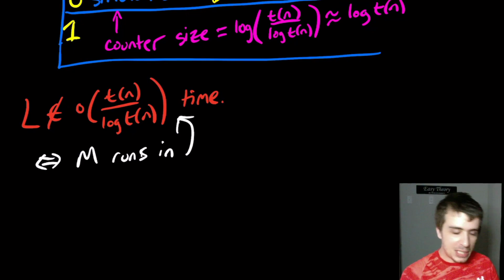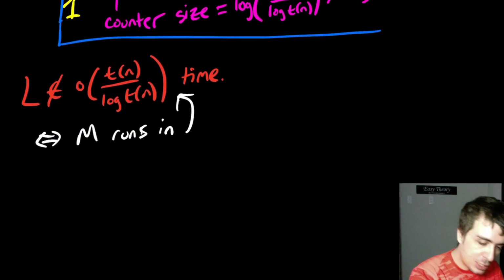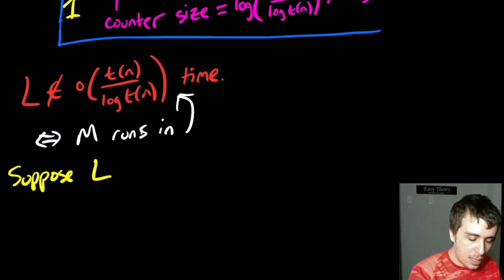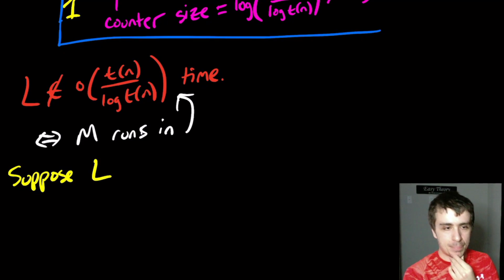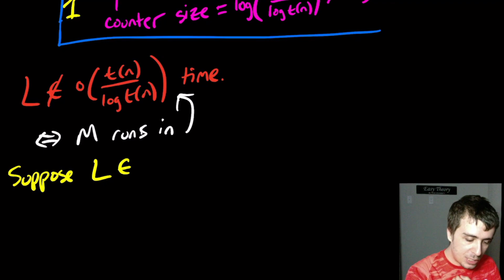Okay, so let's suppose not. Let's suppose that this is false. So suppose that L really is in that amount of runtime. So suppose that it runs in that little o runtime.